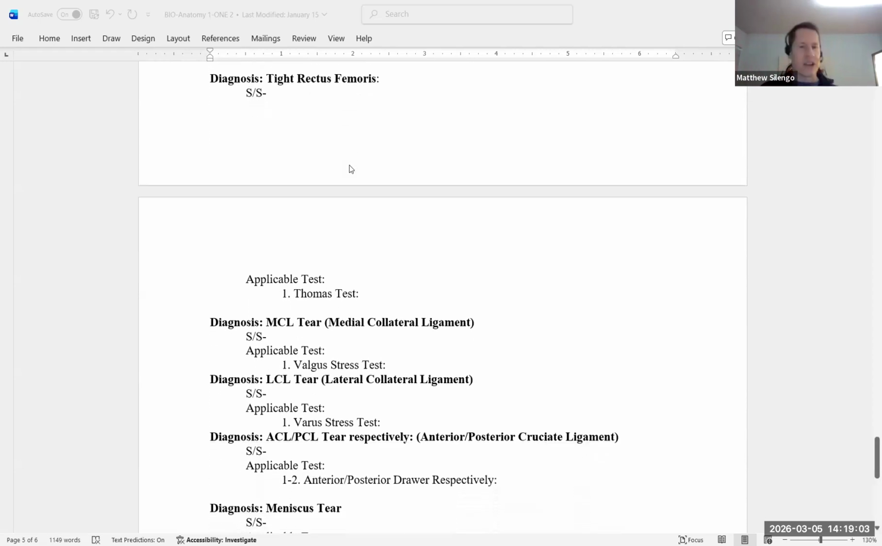Same kind of thing here. Tight rectus femoris. So sometimes you'll have tightness in the rectus femoris muscle, and as a result, that can pull them into an anterior pelvic tilt. That can cause them to feel some kind of pain, tightness in the upper thigh area. So there's usually just very general, vague signs and symptoms like that. Not really too much comes up with this, but there is a test called Thomas test.